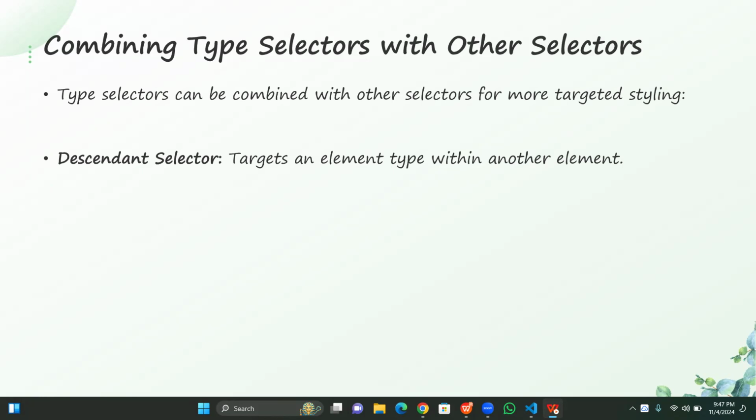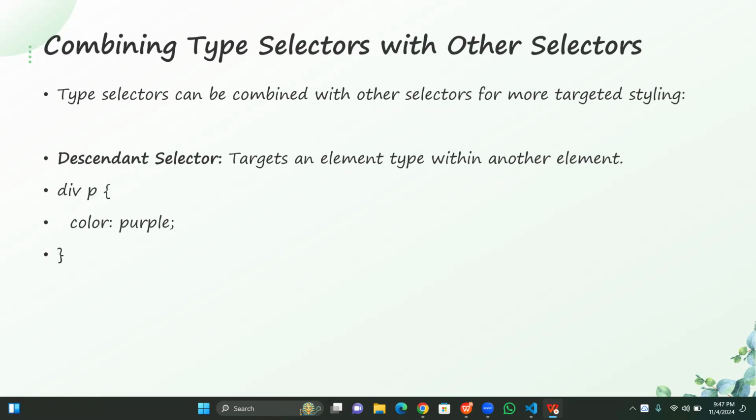Now the descendant means we are targeting, a descendant is like a child, all right, of something. So when we do this, we are targeting an element within another element. It's like we're targeting another element nested inside another element. So the nested element is actually the child of the parent element. The enclosing element is the parent element, while the nested element is the child element. So that's the descendant. We can target a particular element that is nested inside another element.